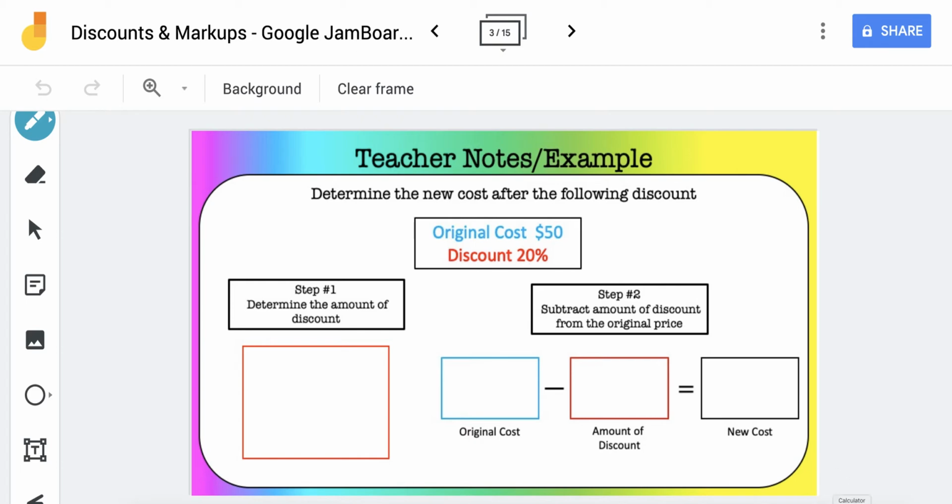So if I take out my calculator here, and if I do 0.2 times 50, I get 10. All right. So $10 is, first of all, the amount of the discount.